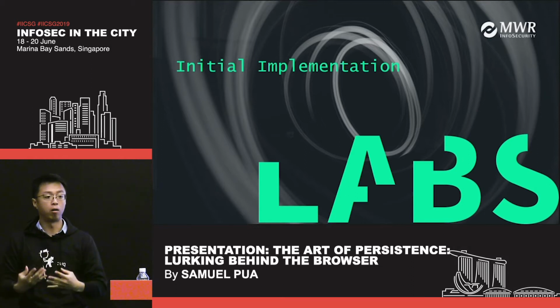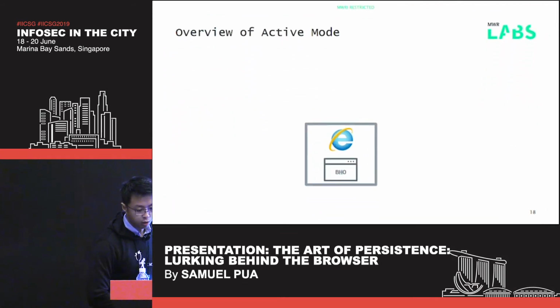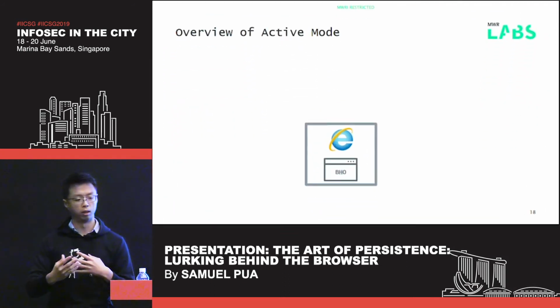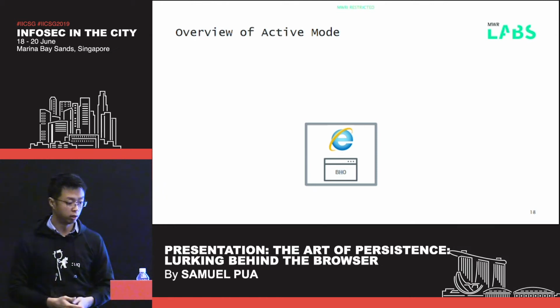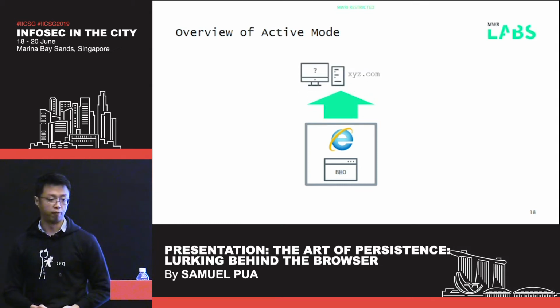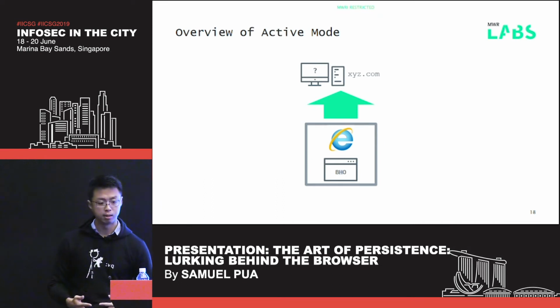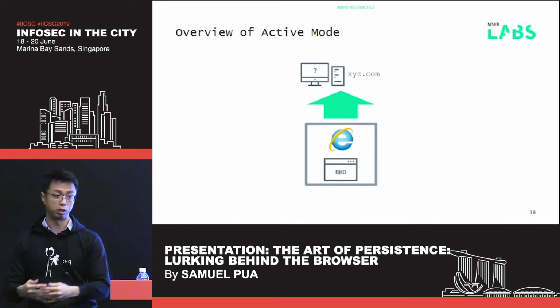All right, so now we have the idea of what we want in the BHO. We started to think of how we actually implement and develop it. Just to give a high-level introduction of how the active mode mechanism will work. First, Internet Explorer will actively poll for a server. In this case, let's call it xyz.com. For us, xyz.com is not our C2 server.